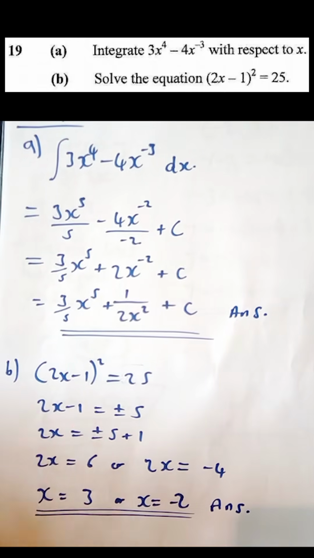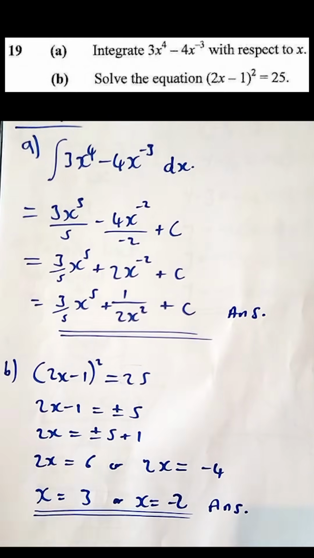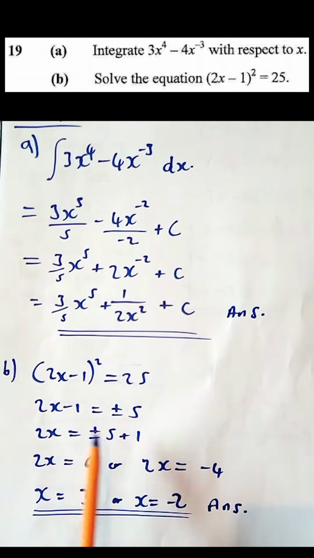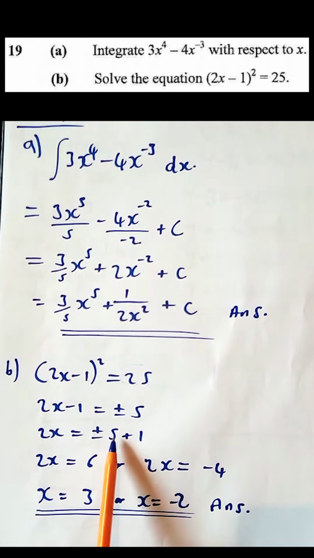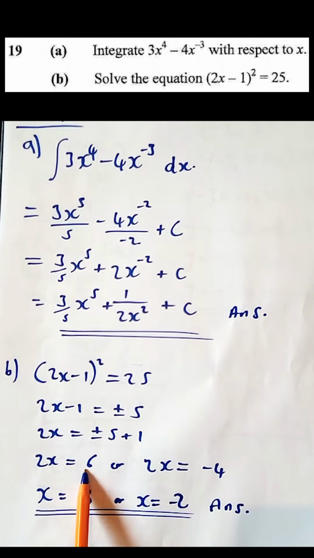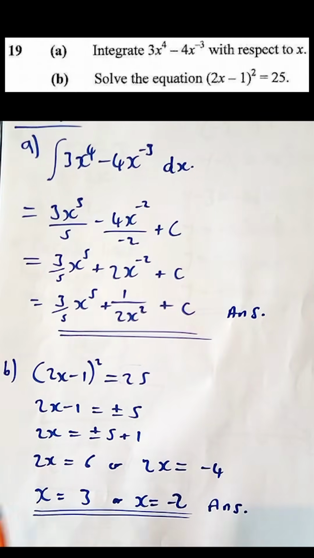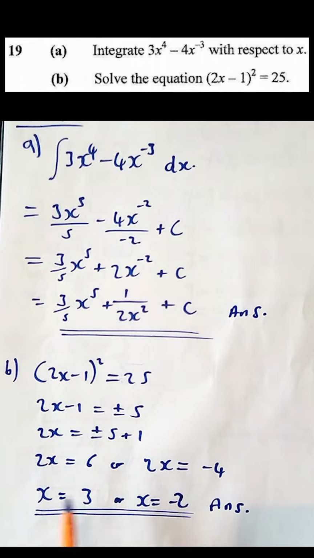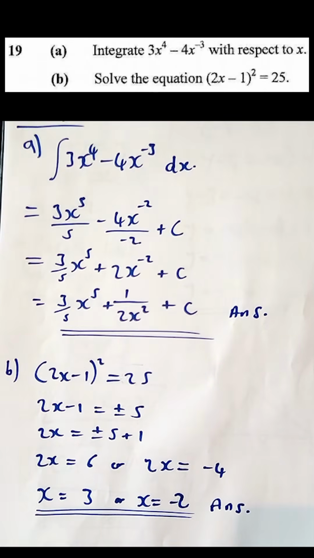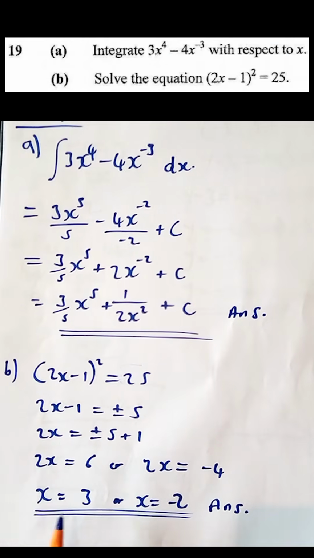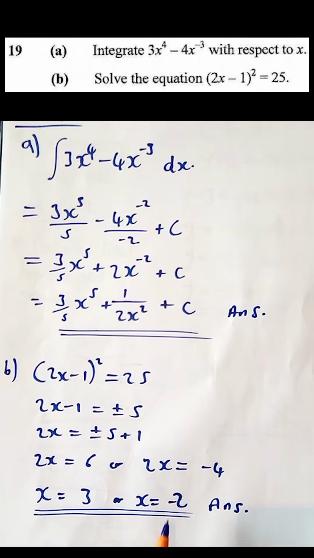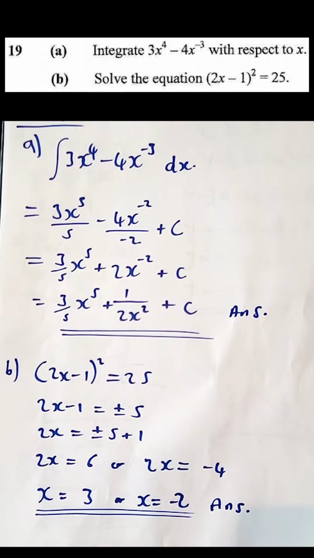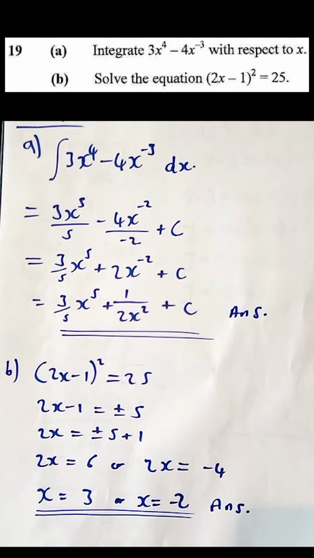Here we've got 2x minus 1. So 2x minus 1, negative 1 moves this side, you remain with 2x. If this is positive 5 plus 1, you are going to get a 6. If this is negative 5 plus 1, you are going to get a negative 4. 2x is equal to 6, or 2x is equal to negative 4. If 2x is equal to 6, then your x is 3. Or if your 2x is equal to negative 4, then your x is negative 2. So these are your final answers.